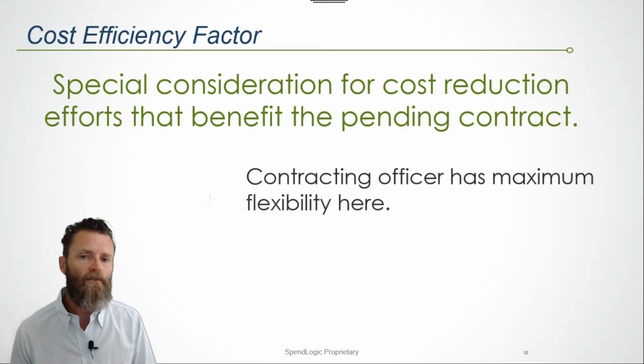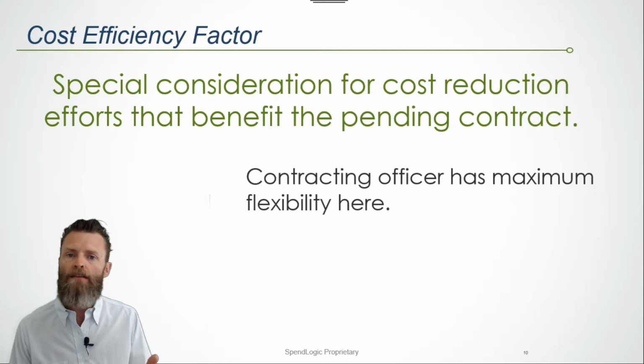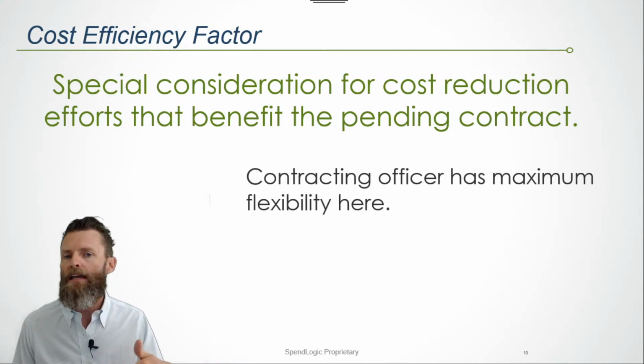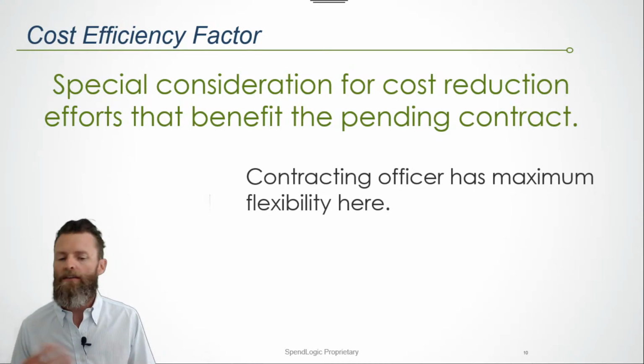So this is a really interesting area because your contracting officer has what's called maximum flexibility. They can make it do whatever they want to do. This is good and this is bad. It's great because if you make a good case for it, then the contracting officer has the ability and the flexibility to go ahead and assign that cost efficiency factor. It's bad because it can be highly subjective.